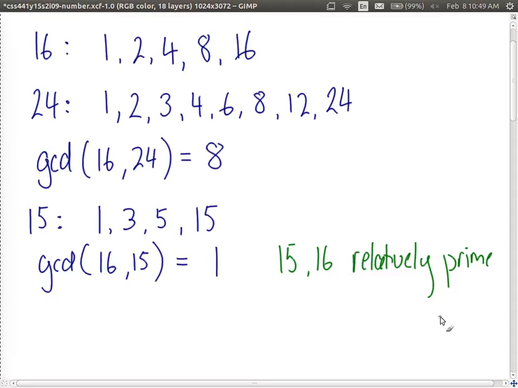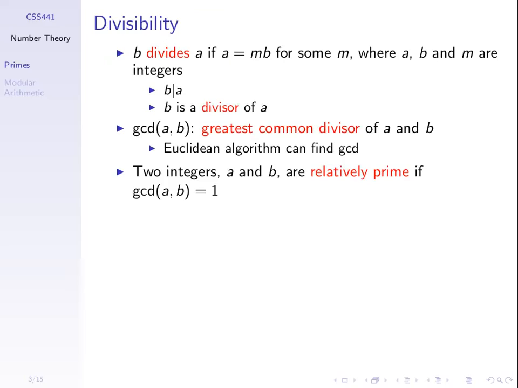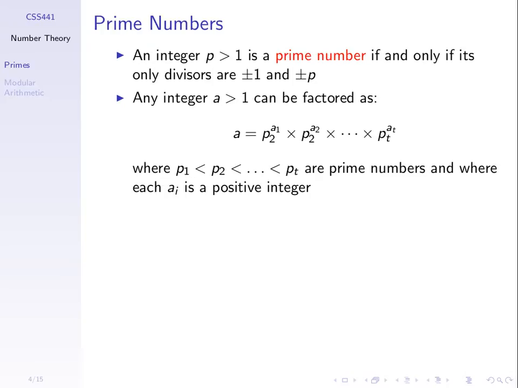The next thing we know is about prime numbers. So instead of writing the divisors, we often think about the primes. What's a prime number? Any integer greater than 1 is prime if and only if its only divisors are plus or minus 1 and plus or minus p itself. It can be divided by 1 and itself only.